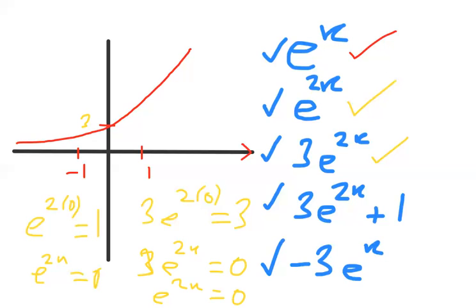Now the next one is 3 e to the power 2x plus 1. Now what does the plus 1 represent? The plus 1 represents that the whole graph, every value of the function, is being shifted upwards by 1 unit. So 3 will be shifted upwards to 4 by 1 unit. And this horizontal asymptote, wait, I'll draw this graph again. So this is for 3 e to the power 2x.